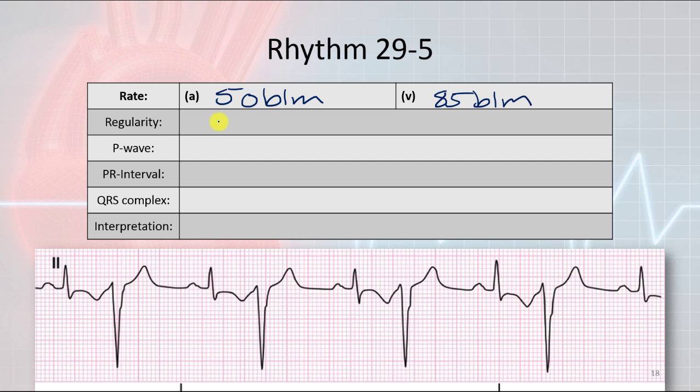Regularity. This was a really good rhythm because technically the rhythm is irregular. But what I like about it is that the rhythm has a patterned irregularity. With the patterned irregularity, you can say that it is regularly irregular.